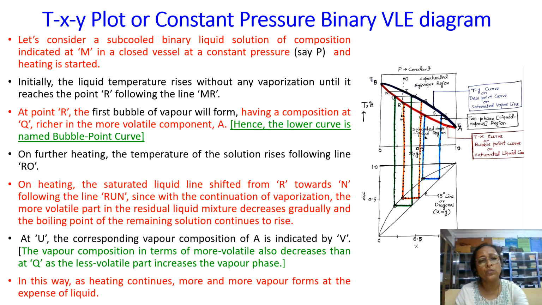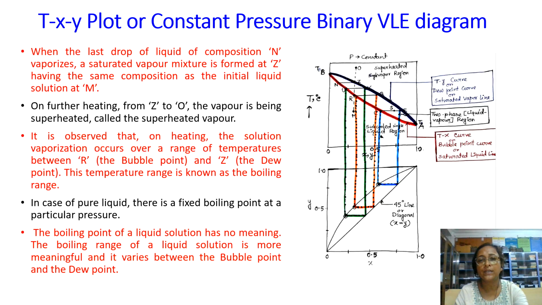Now say at U, the corresponding vapor composition of A is indicated by V. The vapor composition in terms of the more volatile component also decreases compared to Q, as the less volatile part increases in the vapor phase with progress of time. In this way, as heating continues, more and more vapor forms at the expense of liquid.